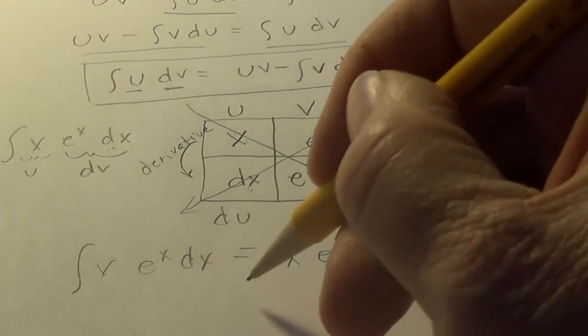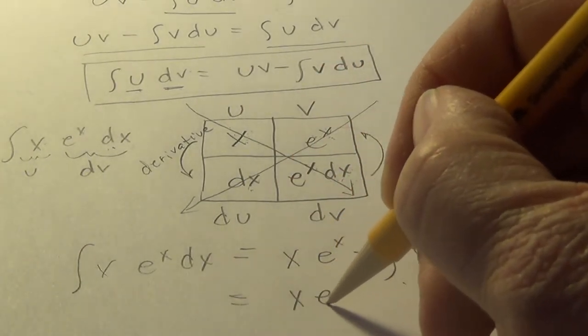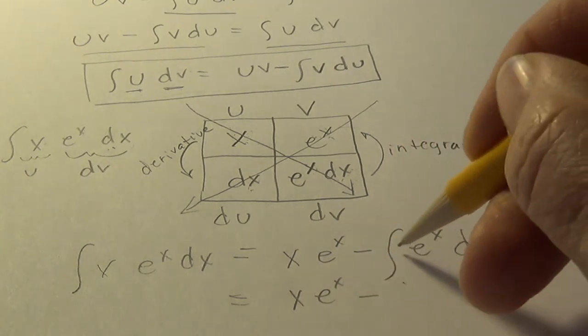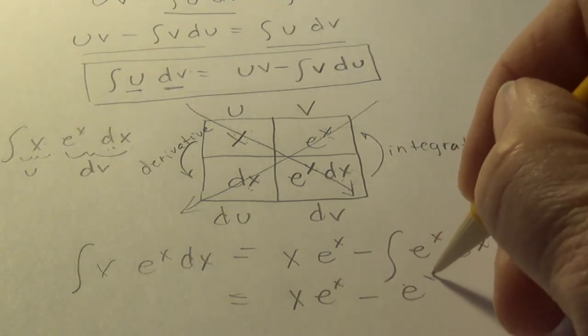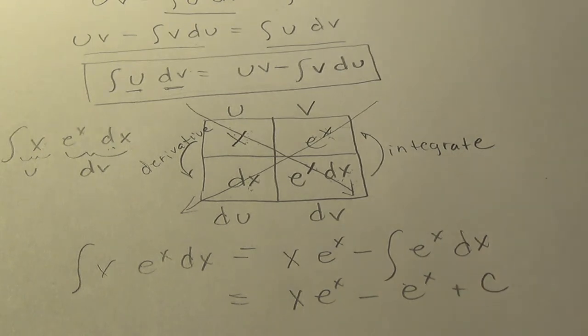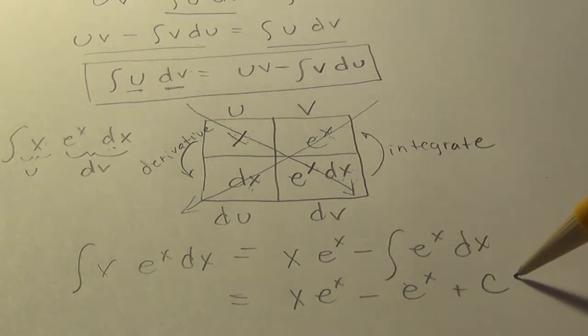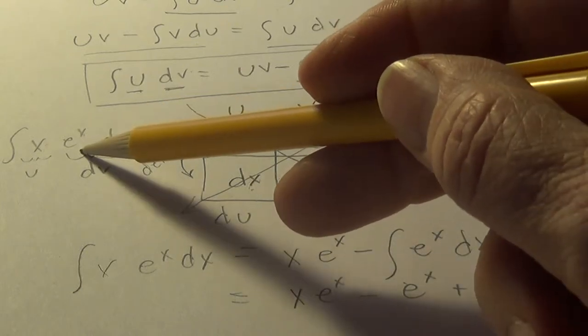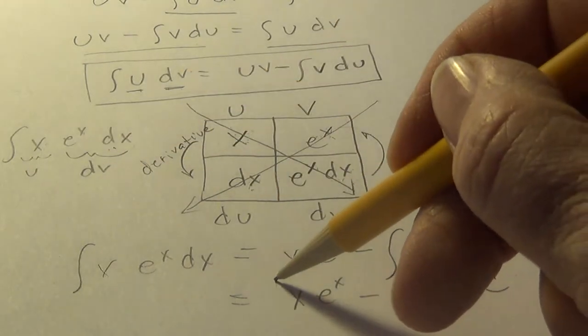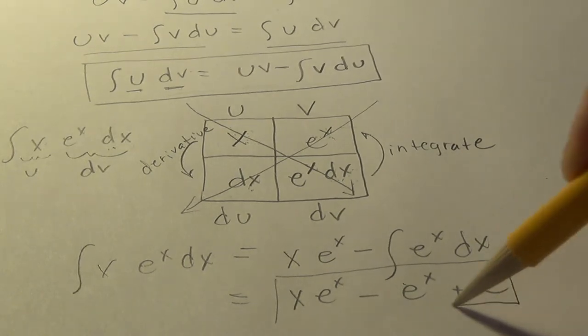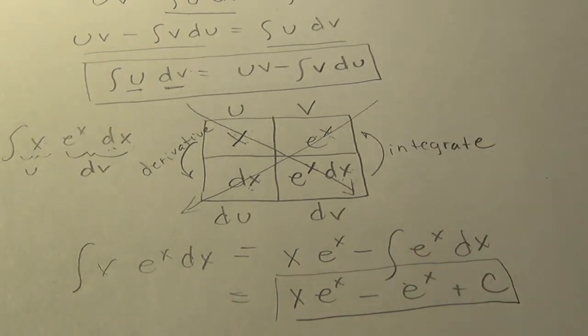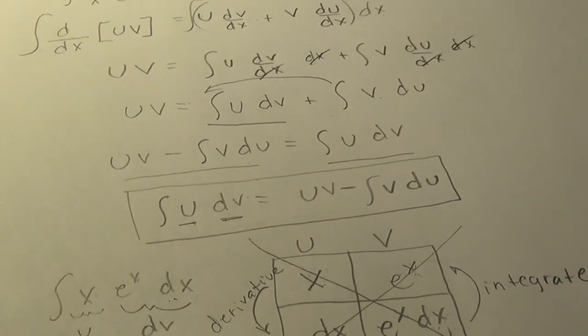So let's see what that is. Equals x e to the x minus, well, the integral of e to the x is e to the x plus c. And if you take the derivative of this expression, you will see that you do get back to the original expression that we were trying to integrate. It is the correct answer. All right, let me show you another one, and that's example number 1.